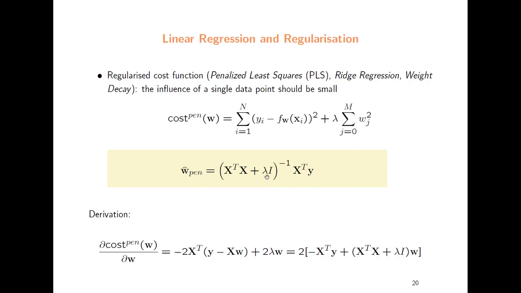So if lambda is small, for example, and the parameters are well defined, it doesn't really change much. But the parameters which are not so well defined will become smaller. So we will see that in the example.